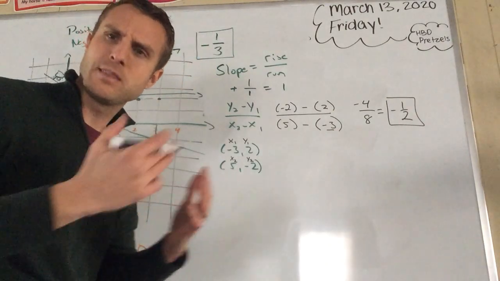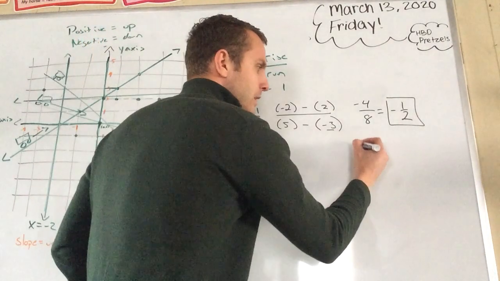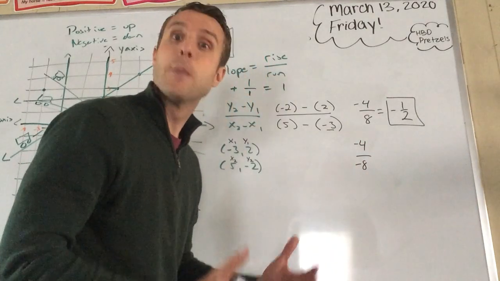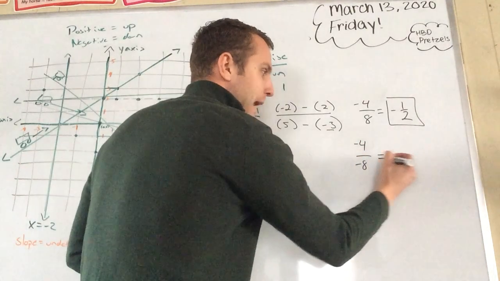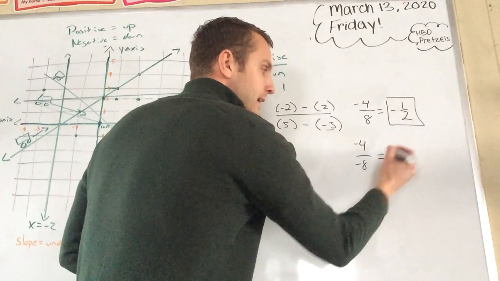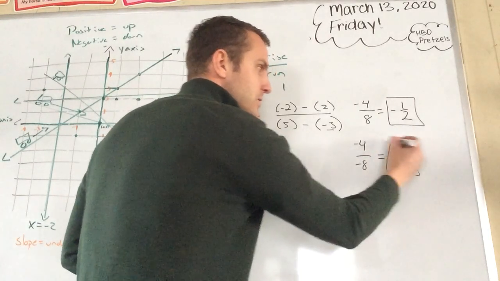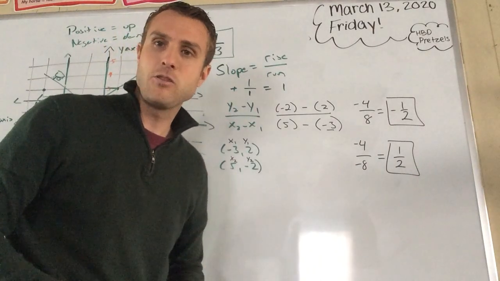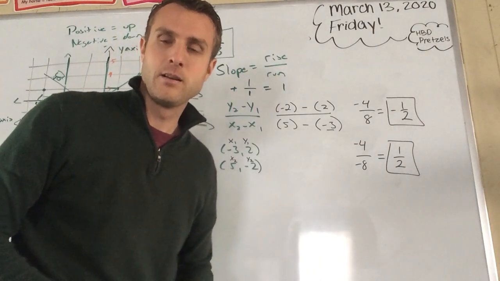What happens if I end up with a negative on the top and on the bottom? What would have happened if I had this? Well, two negatives make a positive. So I would have to reduce that, and then the negatives make a positive, so it's just +1/2. That is how you use the slope formula.